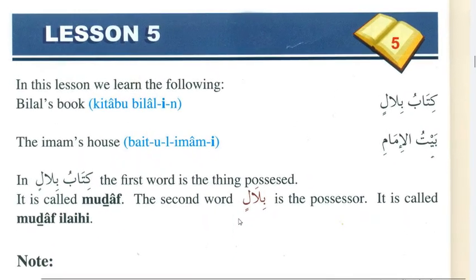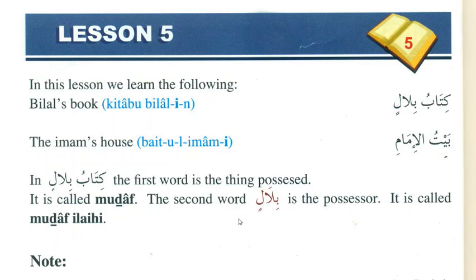Next we have a very important lesson of mudaf and mudaf ilayhi. So the word mudaf is the thing which is possessed. So in this example, kitabu Bilalin, Bilal's book. Kitab is possessed, so kitab is mudaf, and Bilal is the possessor of the book, so Bilal is the mudaf ilayh. Baitu is mudaf because it is possessed, and al-imam is the possessor, so al-imam is the mudaf ilayh. So the thing which is possessed is called mudaf and the possessor is called mudaf ilayh.